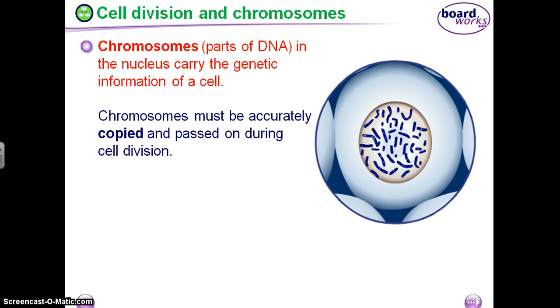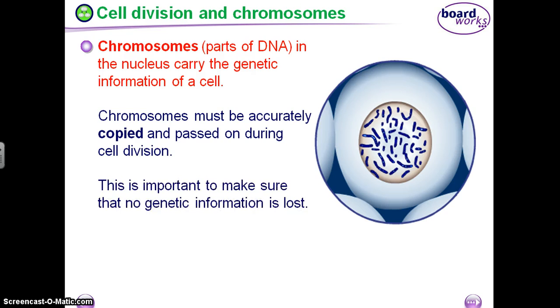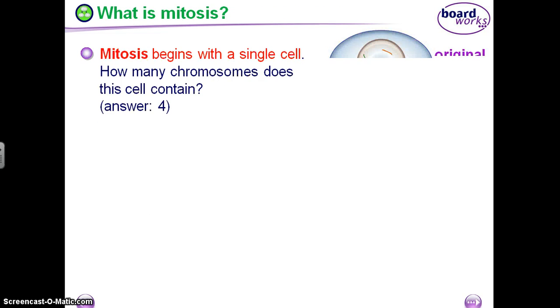When a cell is going to divide, it needs to copy the chromosomes. It needs to copy the instructions so that the new cell will also have instructions and will also have DNA. Every single cell in your body, it doesn't matter what cell it is, even if they look different and do different things, they all contain the exact same DNA inside the nucleus.